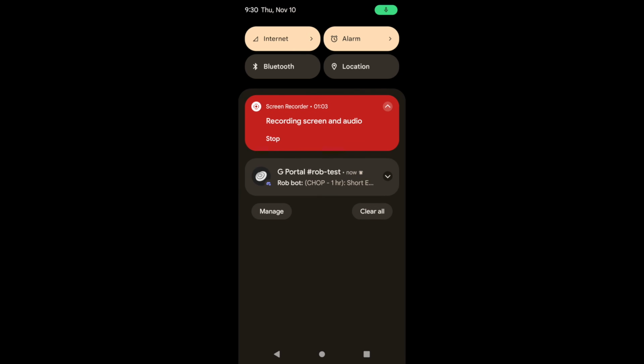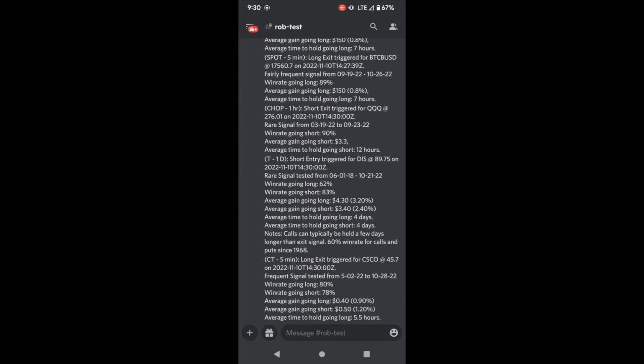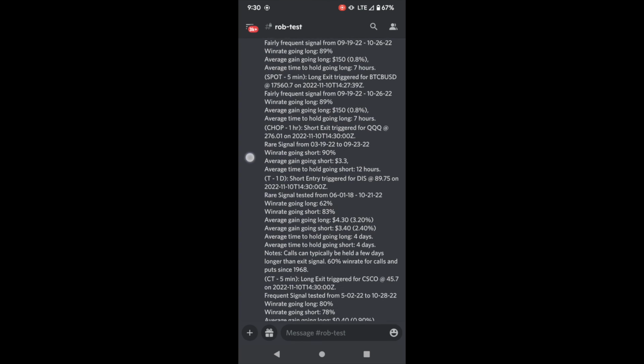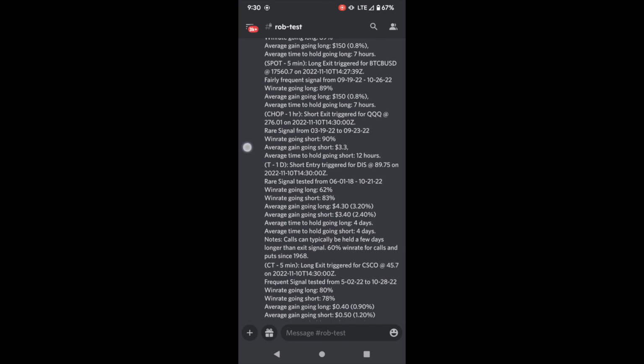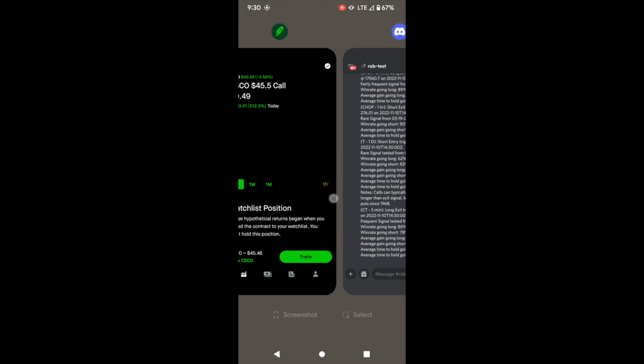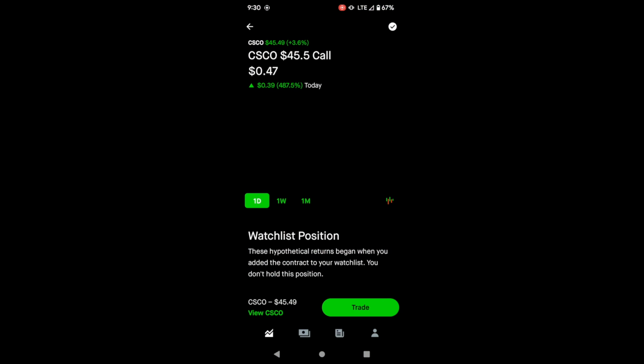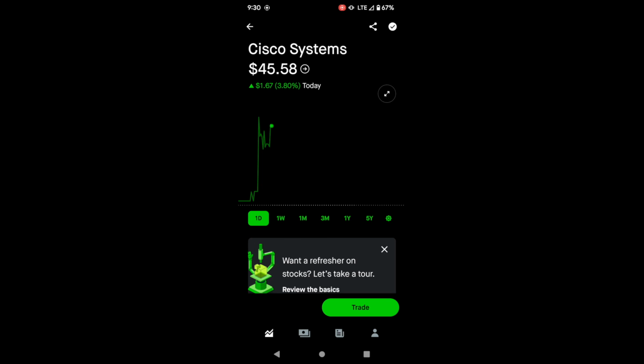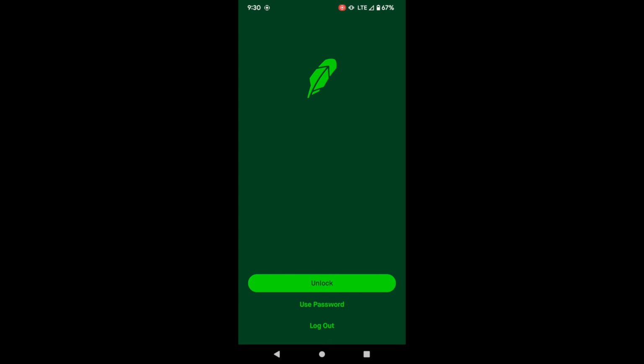Let me just check to see if we were triggered out of that Cisco call. Yes, there we are. You can see at the very bottom, long exit triggered for Cisco, 45.70. So that's nice. Added another win to the repertoire. Now that was a dollar gain, so not quite the 40 cents gain that we get on average. Again, I think that was pumped up by the recent market news, but I'll take it. I love that our first signal that we looked at was profitable. That's awesome. And that's more or less how it goes.